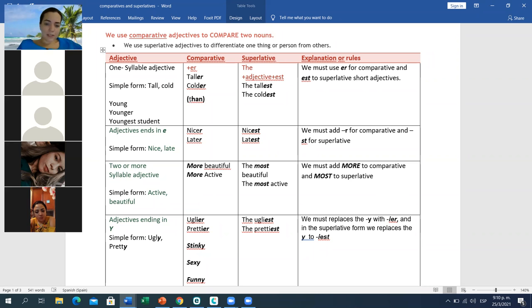Okay, with this one, more handsome, a pesar que se escribe así, handsome, there are two syllables. Since it is handsome, we add more handsome or the most handsome. Okay, Mauricio is the most handsome man.